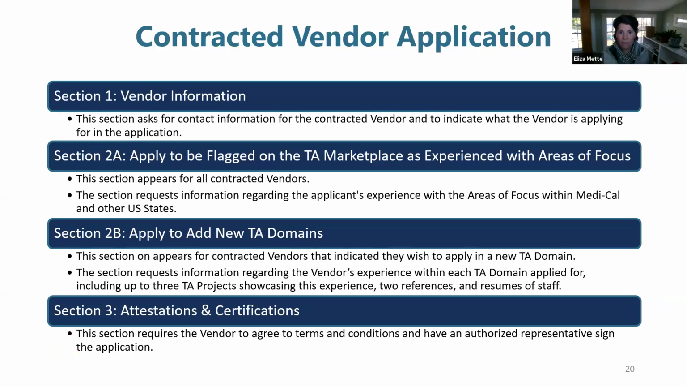Section 1, vendor information, very similar to new applicants. We're just looking for your contact info, and then you are going to indicate what you're applying for in the application, because you do have a couple options.